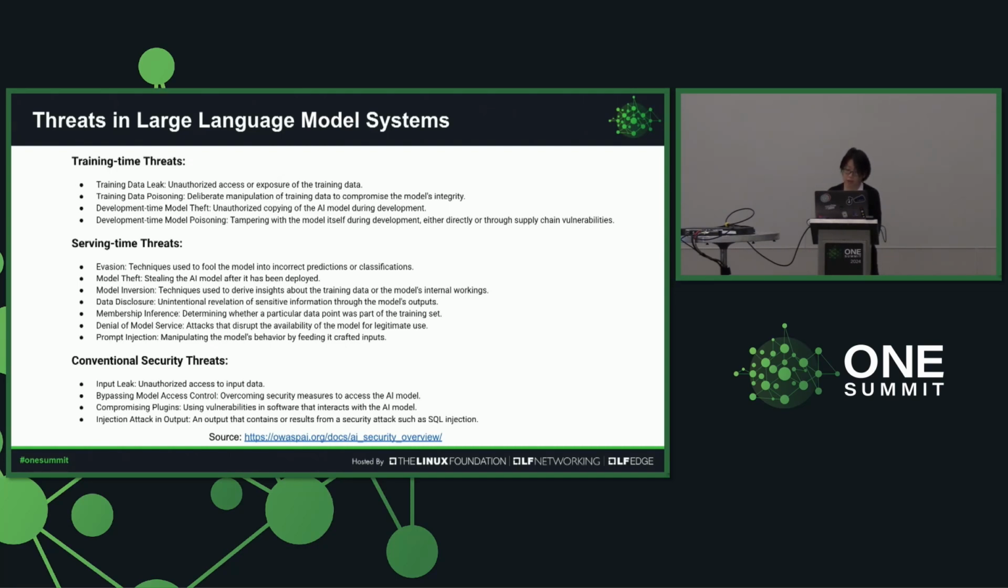We have model inversion, data disclosure, membership inference, and denial of service against the model service. And we have lots of prompt injection, which injects into the fine-tuned model to make it send out harmful prompts. So how could we prevent all these threats of theft, alteration, and poisoning of our system and our model, and also protect the private data of our end users?